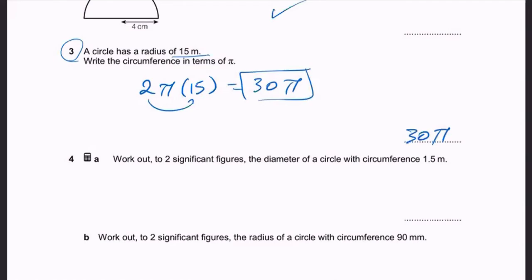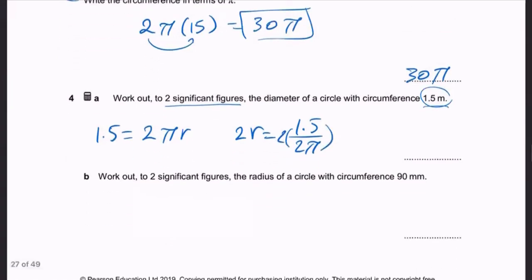without substituting pi. Work out to two significant figures the diameter of a circle with circumference 1.5 meters. Okay, يبقى circumference عندي 1.5 meter equals 2 pi r. يبقى ال r equals, هو عايز ايه؟ الدايمتر. r equals ايه؟ 1.5 over 2 pi. Okay, times 2 عشان تديني الدايمتر، يعني diameter equals 1.5 over pi.